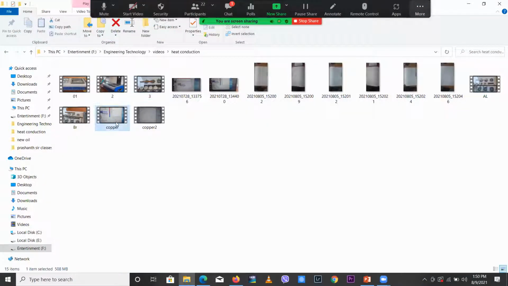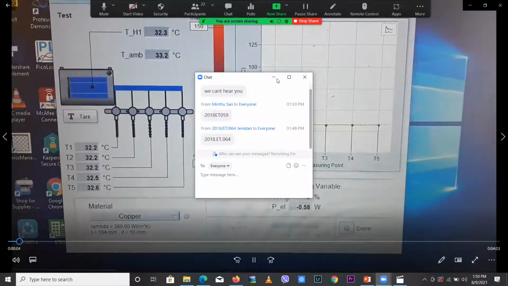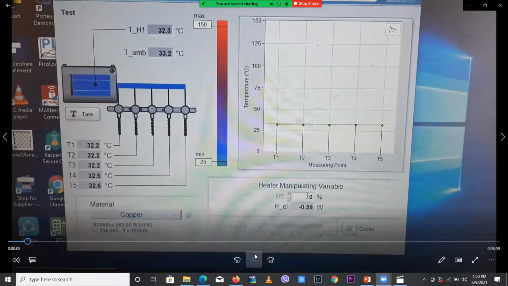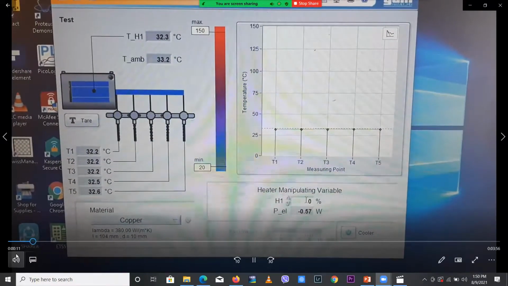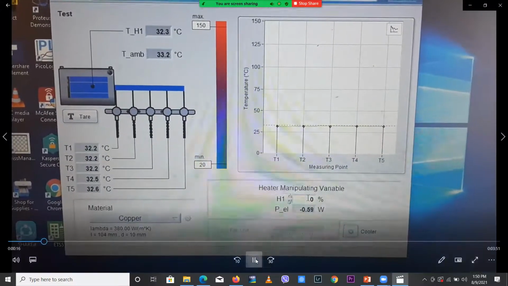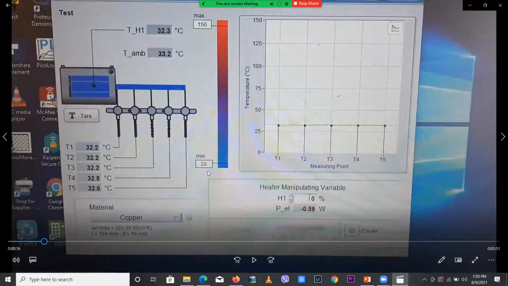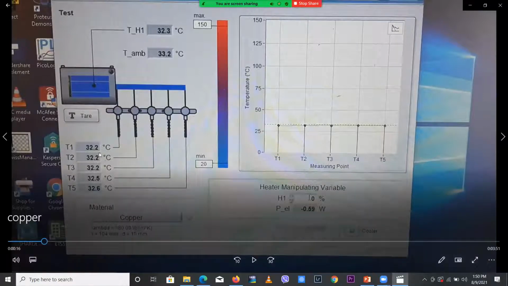Okay, let's start with the copper in this software. Using this software, we can see every temperature, the ambient temperature, that is the surrounding temperature, and inside. Now we started, directly connected. Now we have switched on the apparatus, so all sensors will detect the temperature. Every temperature is 32, 32, 32, 32. The ambient temperature is 33, that is the environmental temperature.